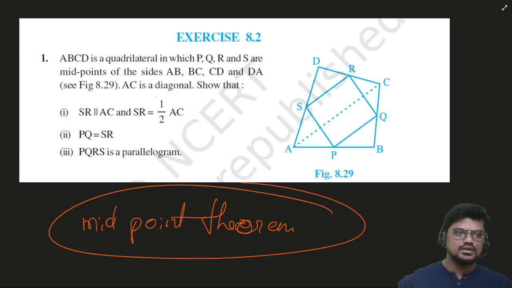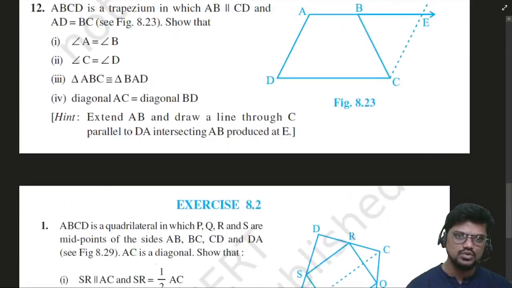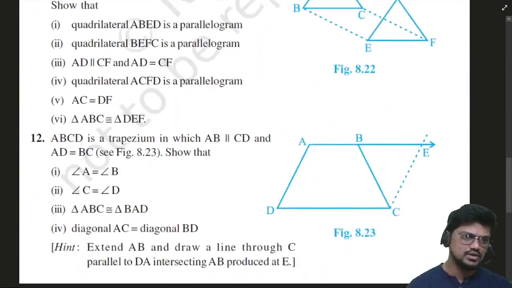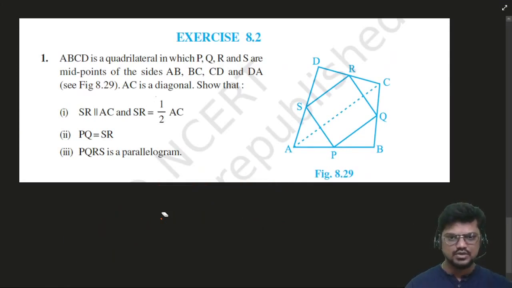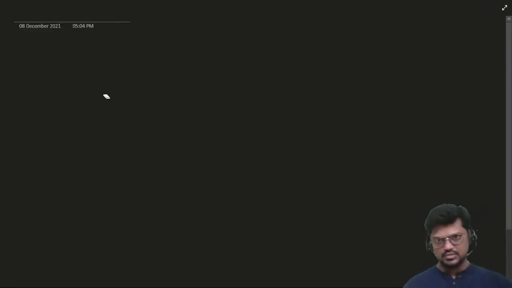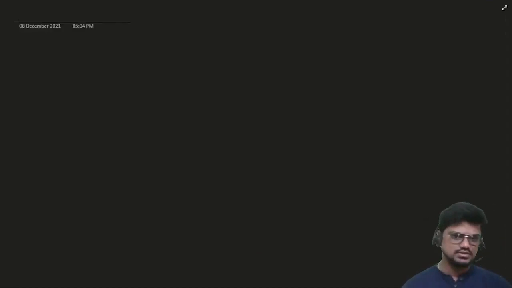Okay, fine. So as you know, we started with quadrilaterals in the last to last class, and now we are at exercise 8.2. Today we'll be continuing with the same. Also, we'll be doing the midpoint theorem, as requested last time. Let us do the midpoint theorem first. Just a moment, let me open the textbook.